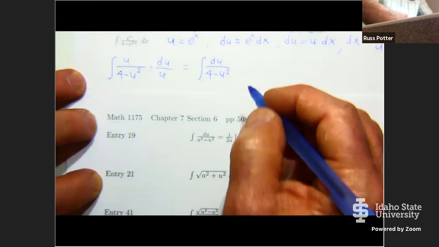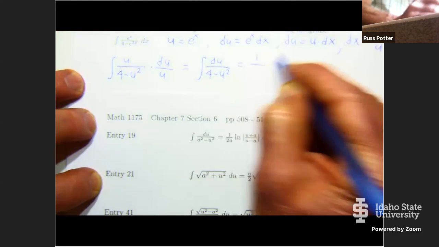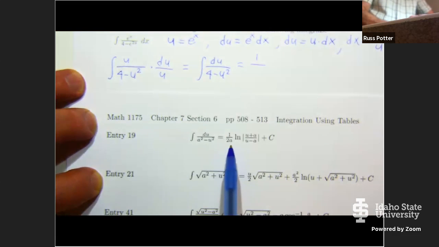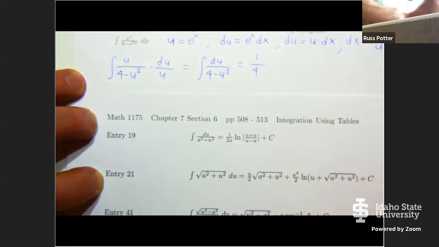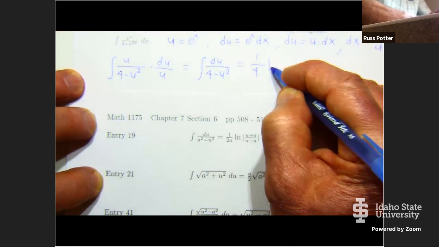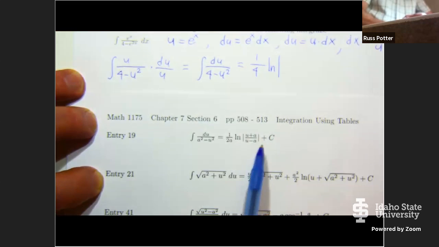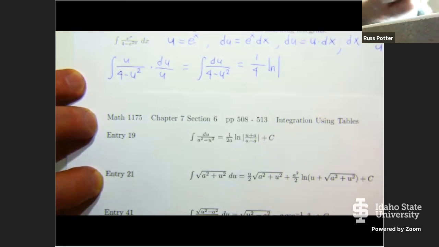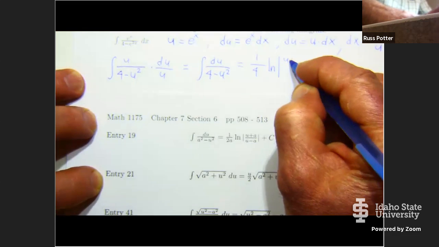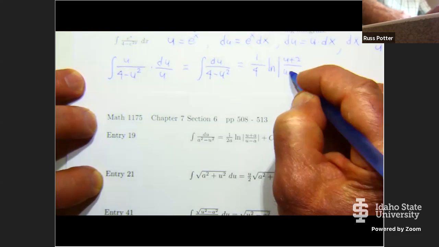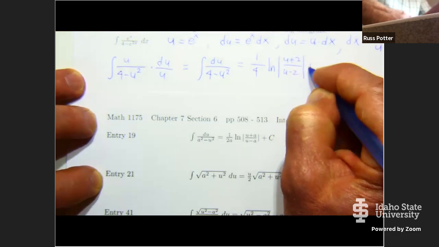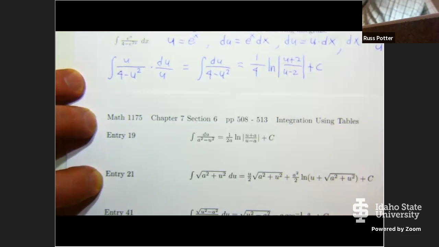So we get this is equal to 1 divided by 2 times a. The value of a is 2, so 2 times 2 is 4. So we get 1/4 times the natural log of the absolute value of u plus a, or u plus 2, divided by u minus a, or u minus 2, plus a constant.